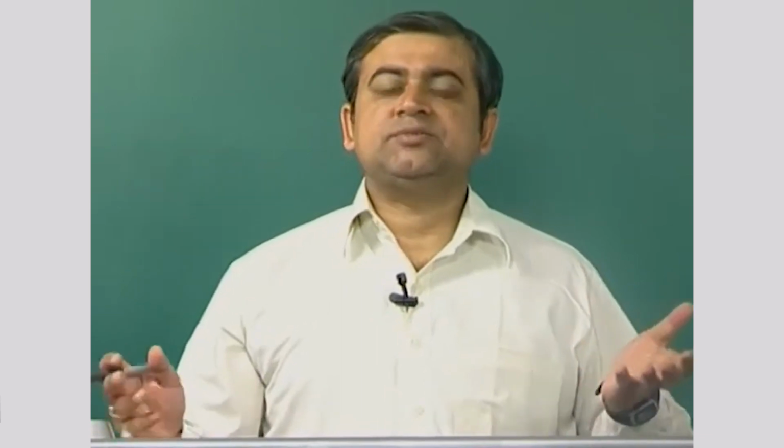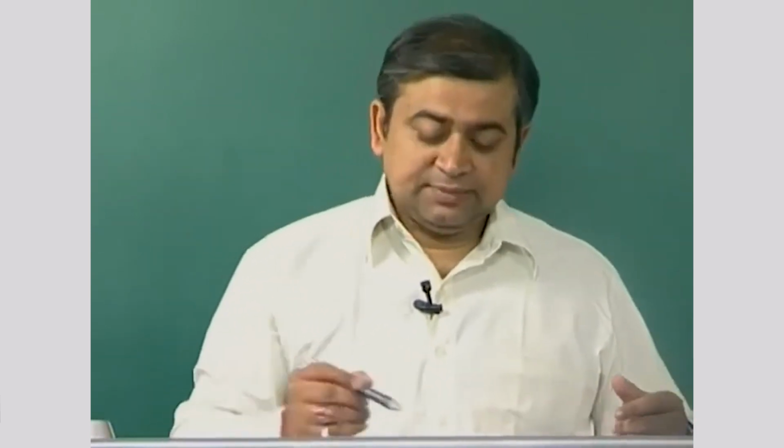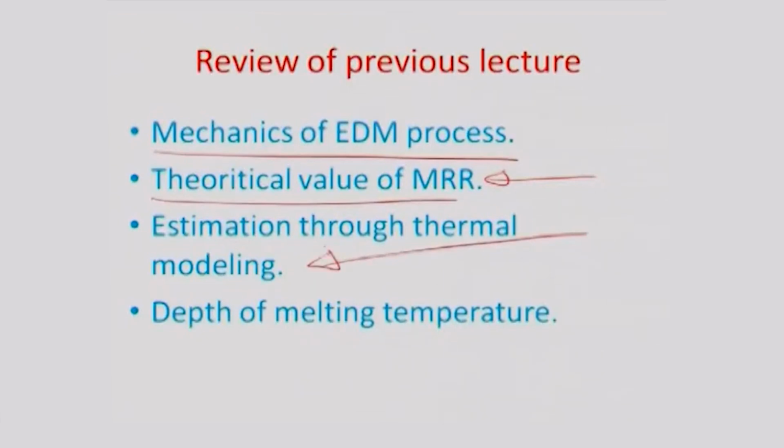and that way we were able to estimate the depth of melting temperature, which was the Z value. This depth would typically give an estimate of the crater, which gets formulated wherever the temperature reaches the melting point and a melt pool is generated. This was helpful in estimating the MRR, or material removal rate, through thermal modeling.